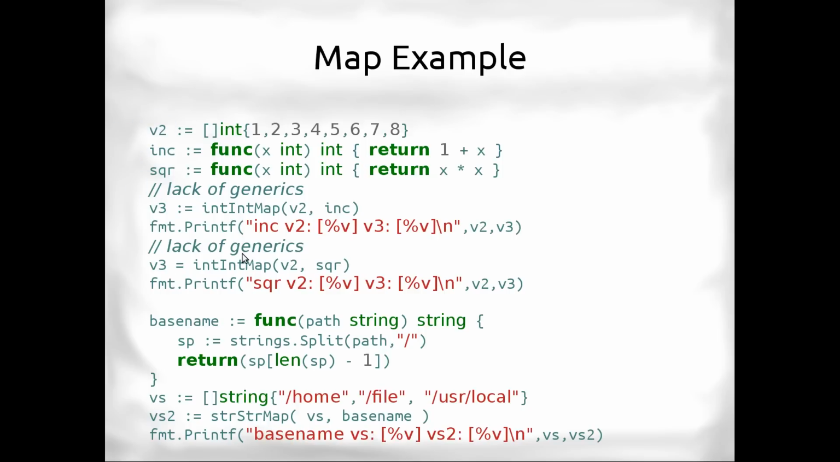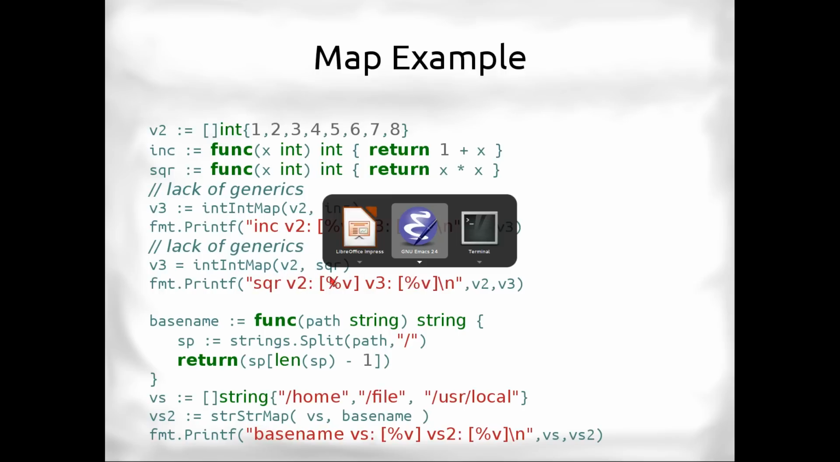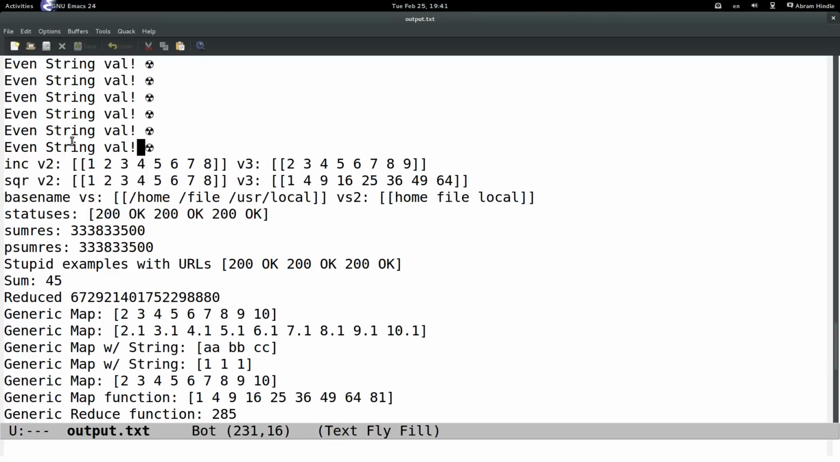And then, for lack of generics, we can do the same for square, and we can get the square of v2. Let's go look at the output. Inc of v2, the input, and the output: 1 to 8 becomes 2 to 9, so everything plus 1. For the square, the input is 1 to 8, and the output is 1 to 64.